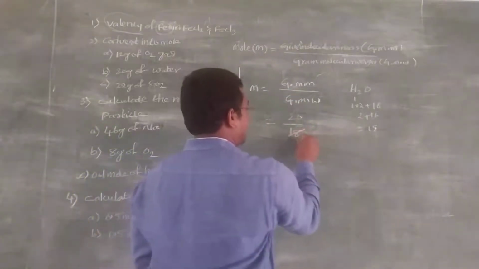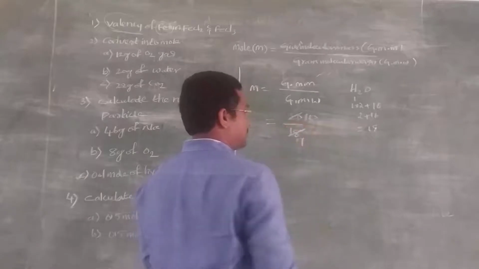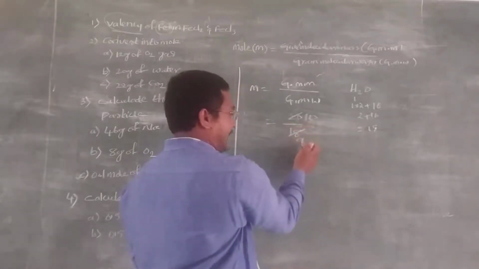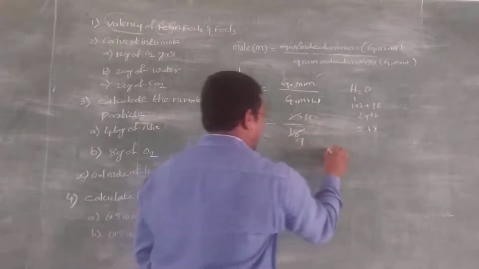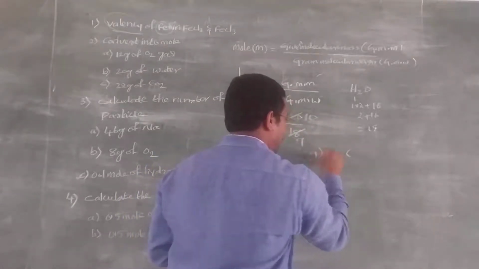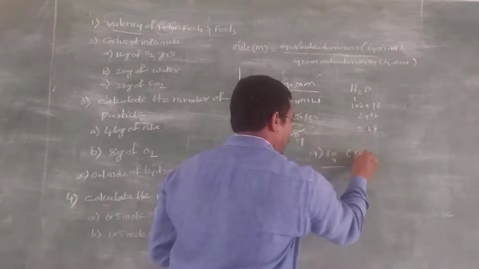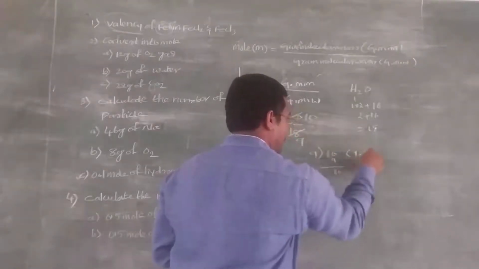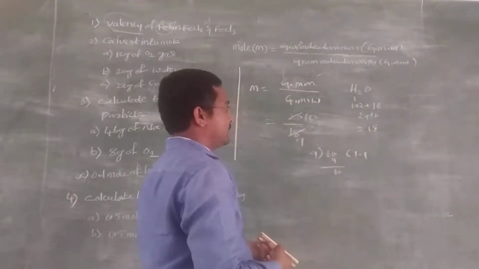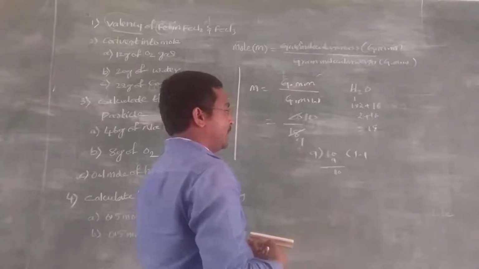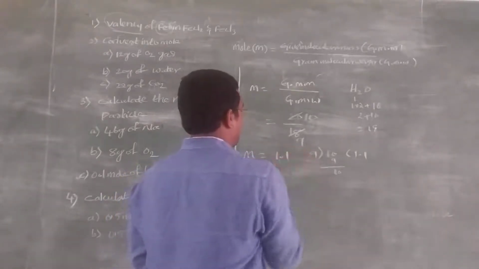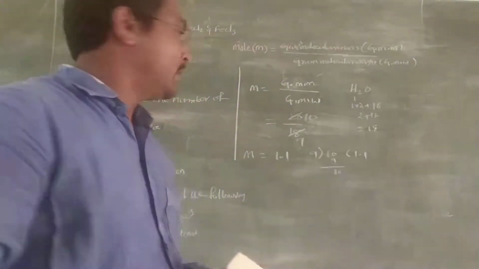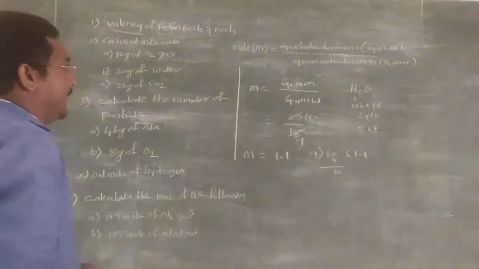Now simplify this. 20 by 18 is 10 by 9. Again you simplify 10 by 9, so 1.1. So M is equal to 1.1 mole. 1.1 mole.